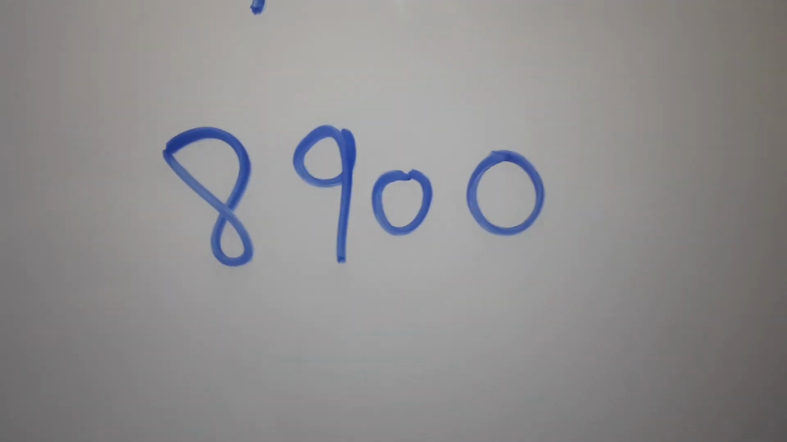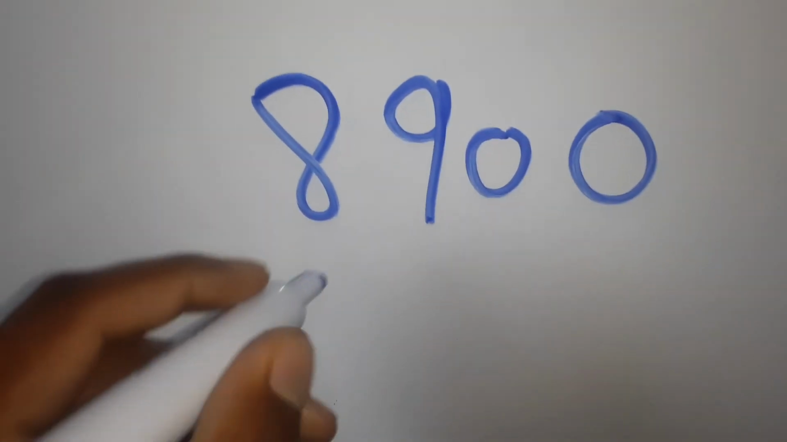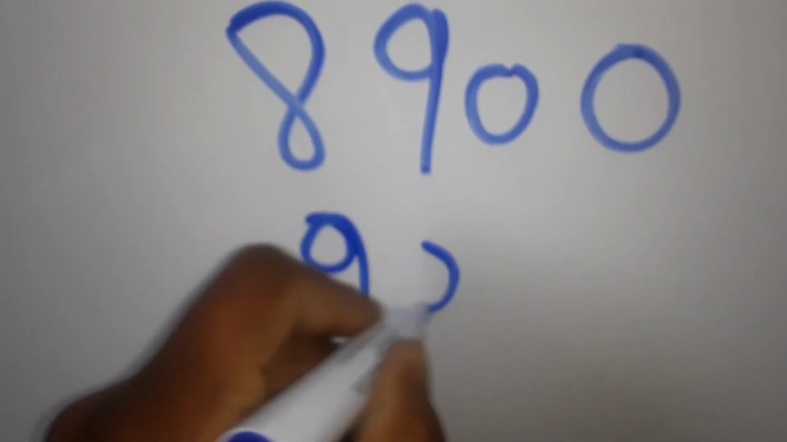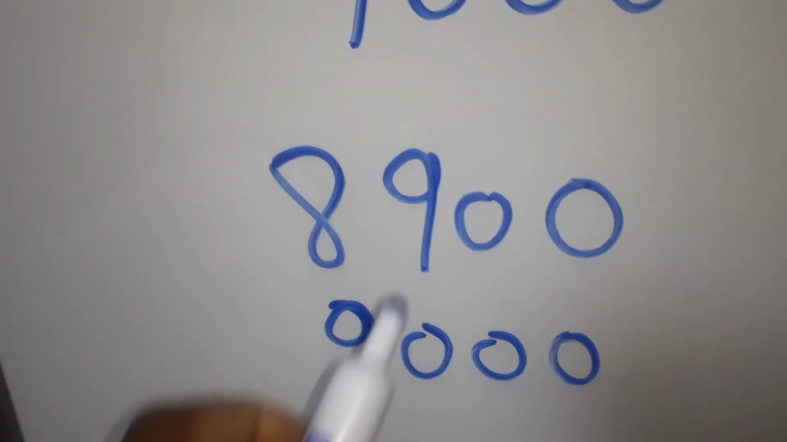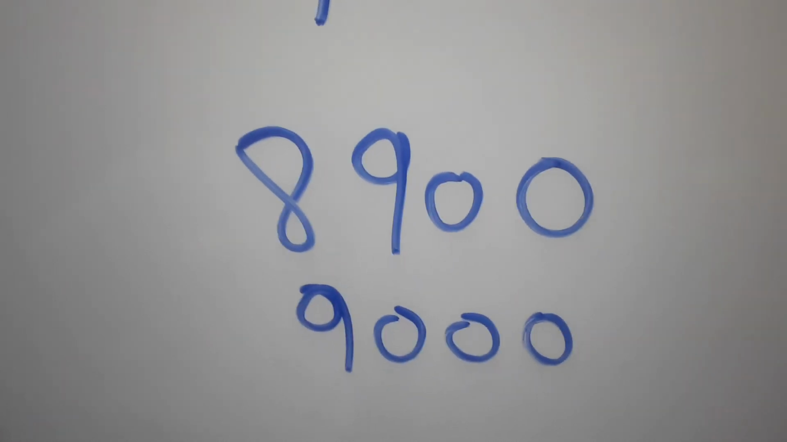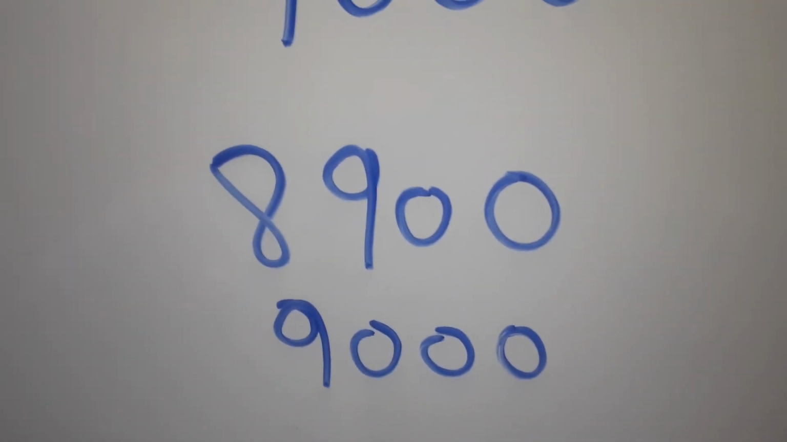So let's have another one. We're having 8,900. So 8,900, when you round off, we're going to have 9,000. Because this 9 will change this 8, then we have 9,000. So this is how you round off to the nearest thousand.